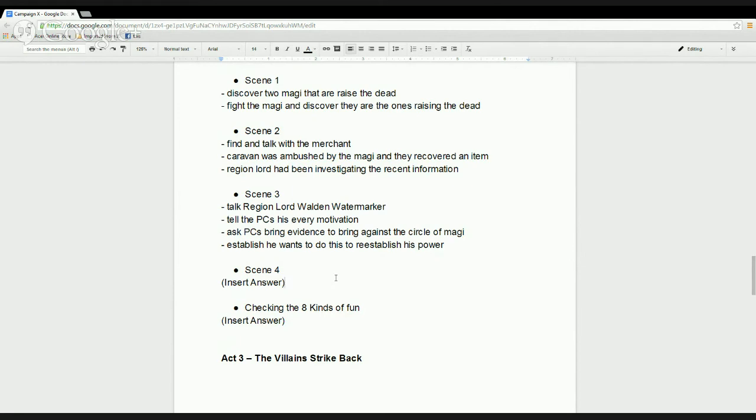And again, thinking of our act structure, for the PCs, things are going right. We found Magi, we fought and killed. We found the Carrigan guy, we got the information. We talked to the region lord, he will provide us backup if we want to bring fire against this town. What's the next thing to happen?